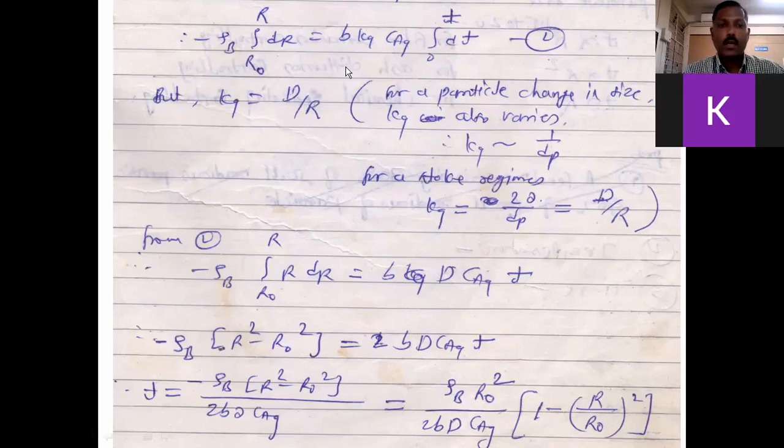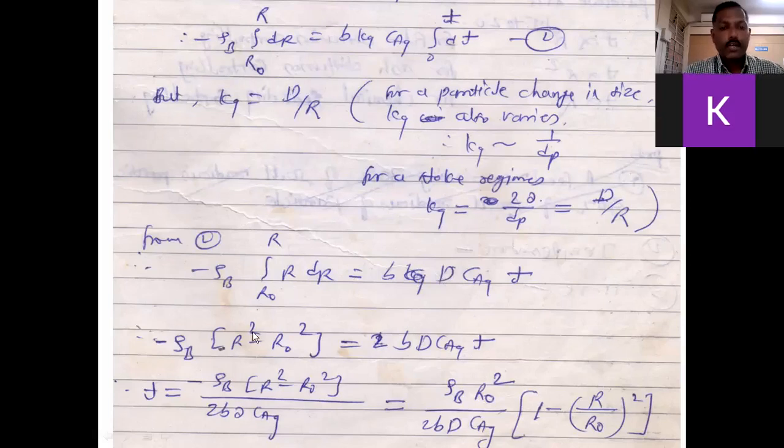So r will be coming again, and r varies. So this kg is converted in terms of r. Put it in this equation and rearrange; this r will be coming here. So minus rho b integration r naught to r into dr, which is equal to b into D into Cag into t. This kg will be cancelled. Kg is D upon r, and this D upon r will be written here.